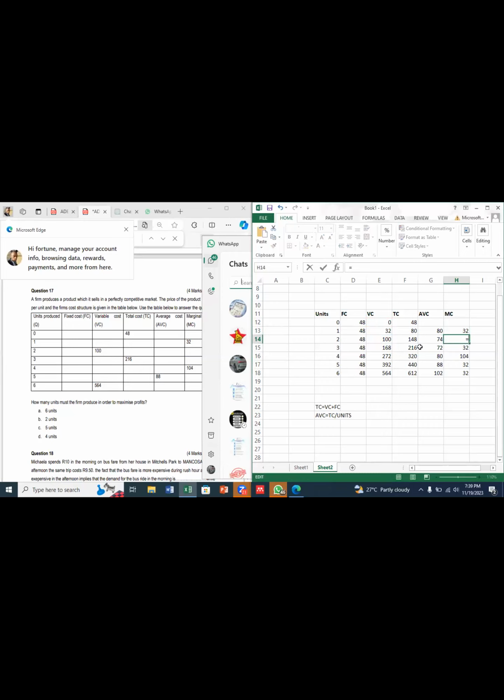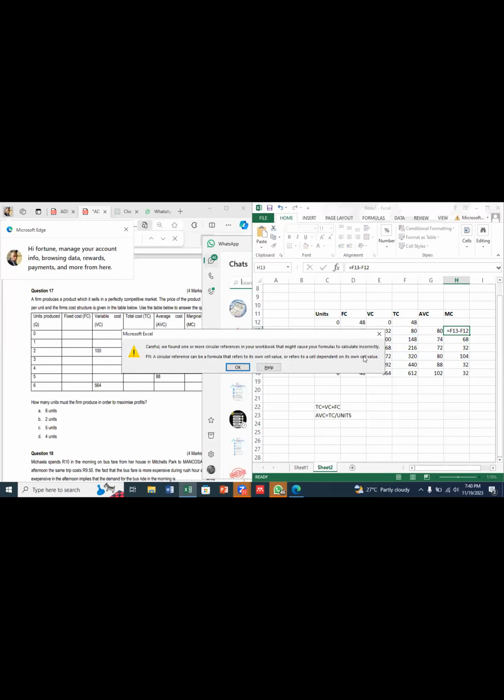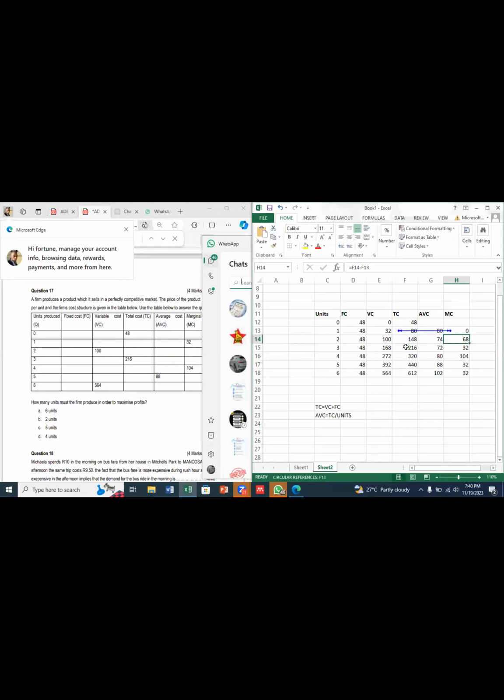If you note any mistake, please quickly highlight it when you notice it. The 32 again, I was using the variable cost, which is not correct. I'm supposed to be using the total cost. This is 68. So the 32 here is supposed to be derived from 80 minus 48. But it should be 32, is it? Yes, 80 minus 48 is 32 on my side too.